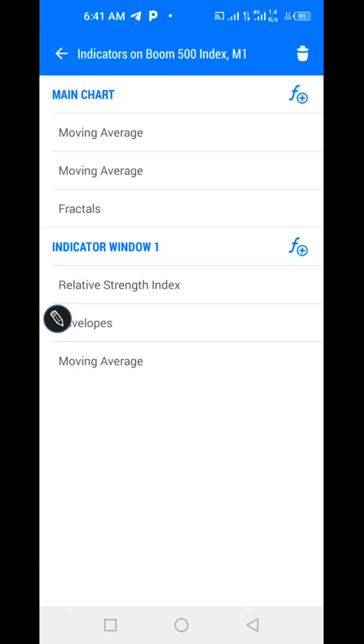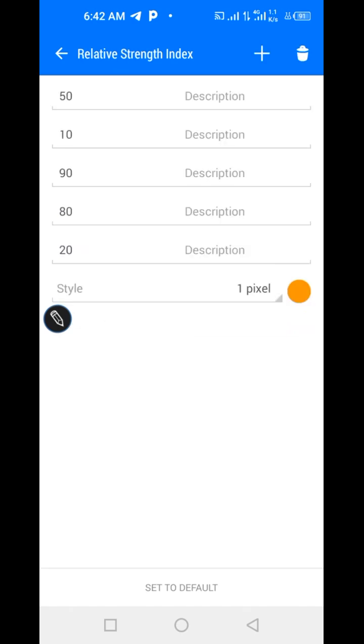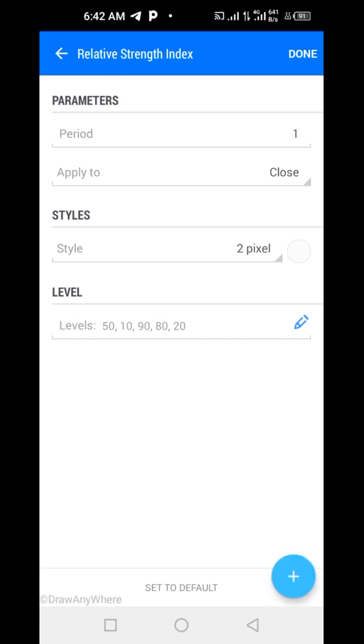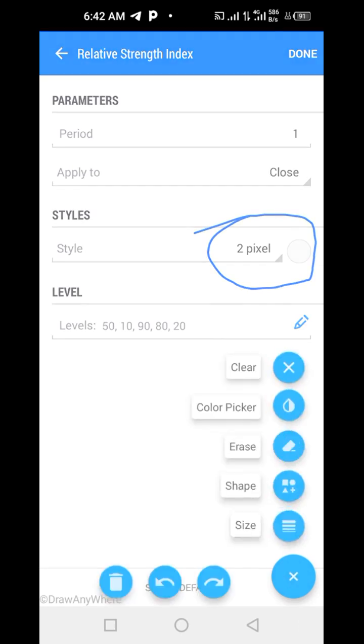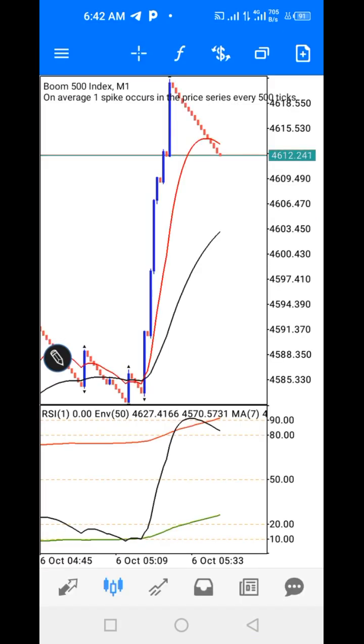Now the next indicator we would be using, which is our indicator window, is the RSI. The period is going to be 1, applied to close. The pixel is 2, and you have the levels: the 50 level, the 10 level, the 90 level, and the 80 and 20 levels. You can use any style of your choice. Then on the RSI, the style has to be the color of your background. If you look very well, my background is white, so that's why I'm making it white.